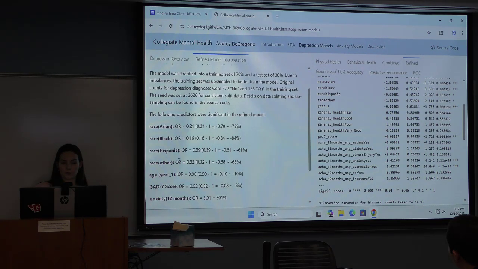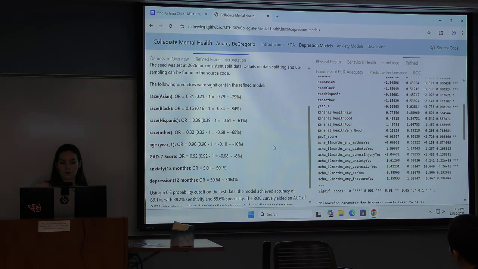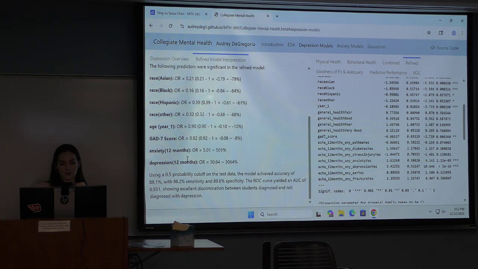In this model we found that all categories of race were significantly less likely to be diagnosed with depression than the reference group of white students. And then students that were older were actually slightly more likely to be diagnosed with depression. And then high GAD scores were more likely, and more anxiety were a lot more likely, and obviously depression in the last 12 months were more likely to be diagnosed as well.